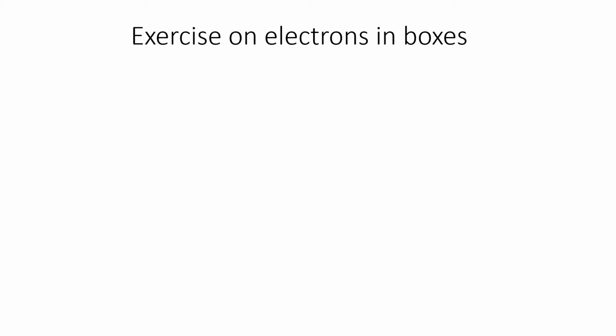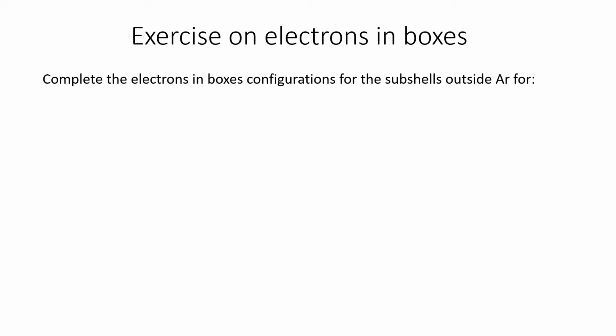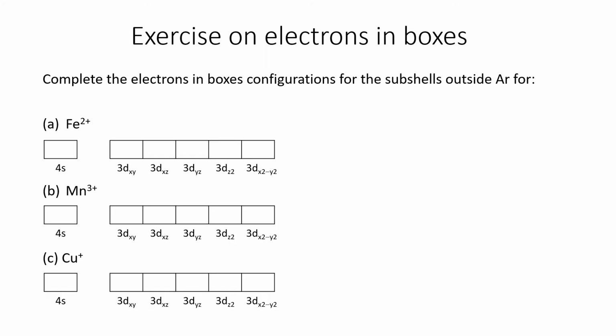There's a little exercise here for you now on electrons in boxes. I'd like you to try and complete these electrons in boxes configurations, and we'll just stick to the subshells outside argon. Obviously the argon core is going to be the same for all of these. We just assume we've got 1s2 filled up to 3p6, and then these are the electrons outside. I'm afraid I've not got a periodic table on this slide, so you'll just have to remember.